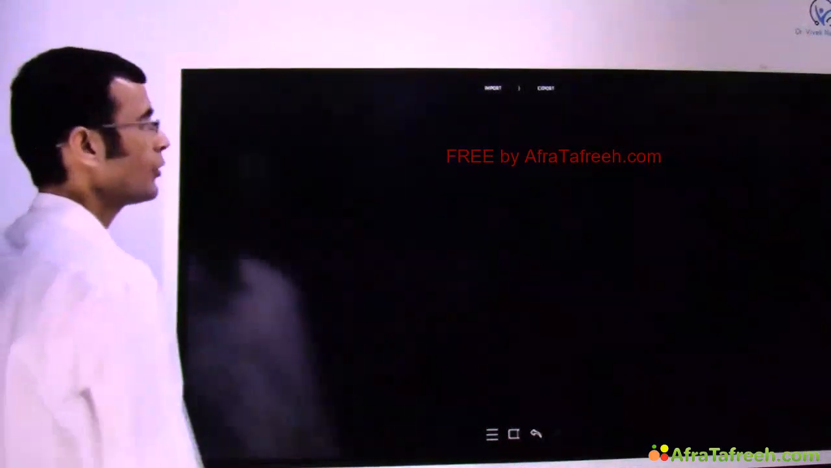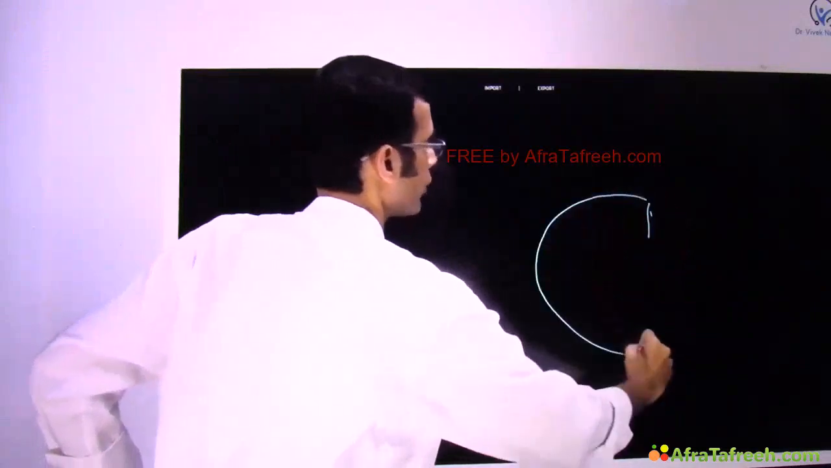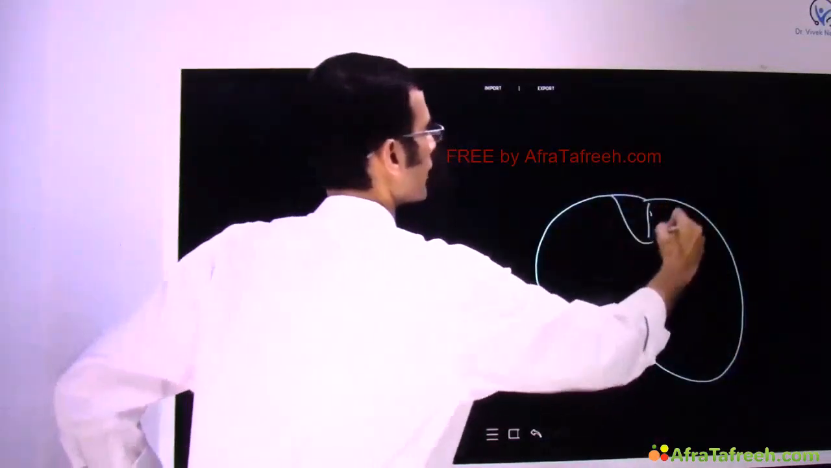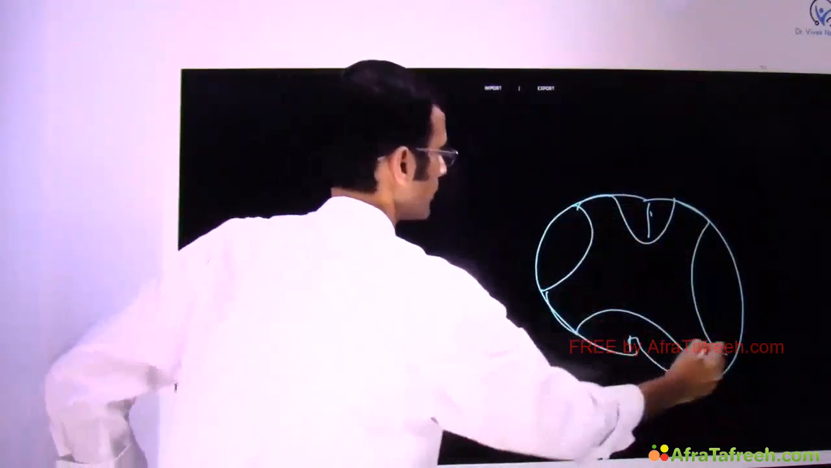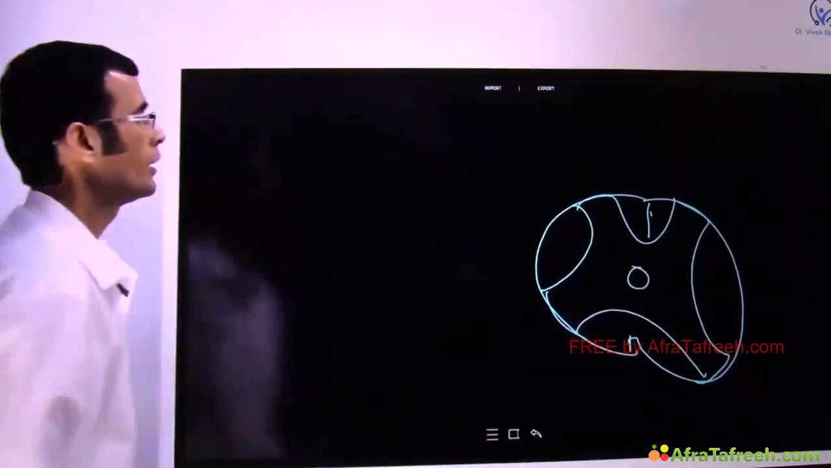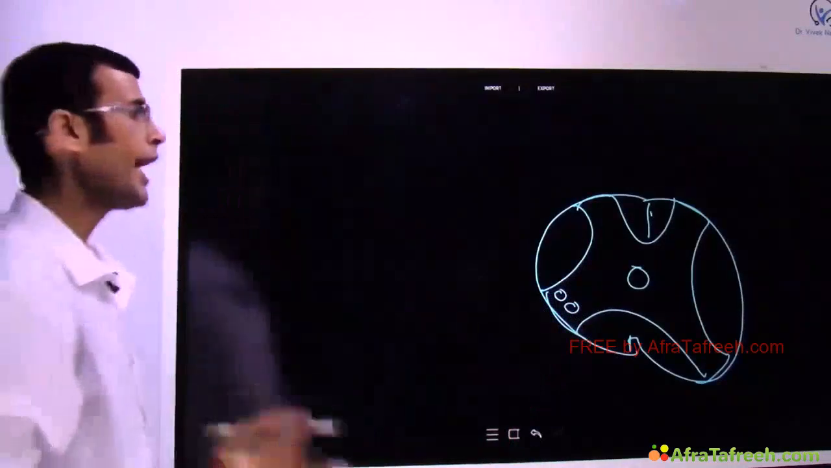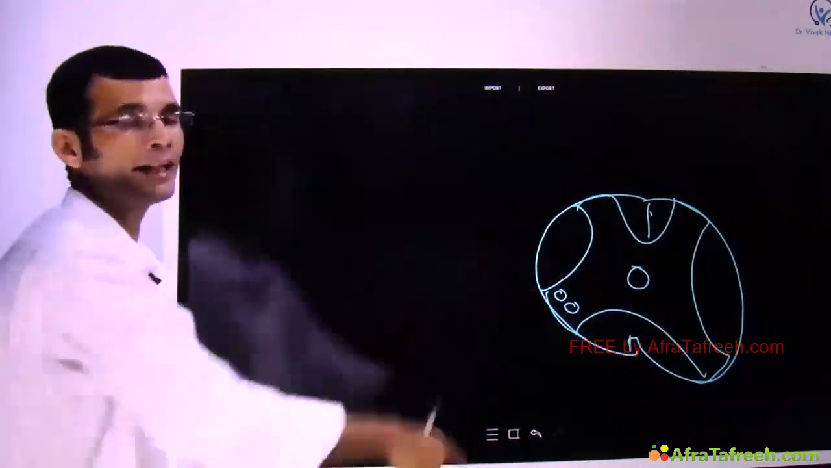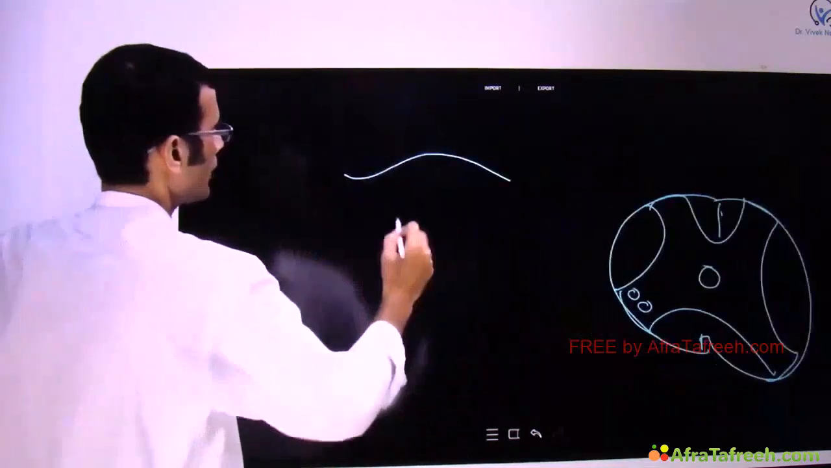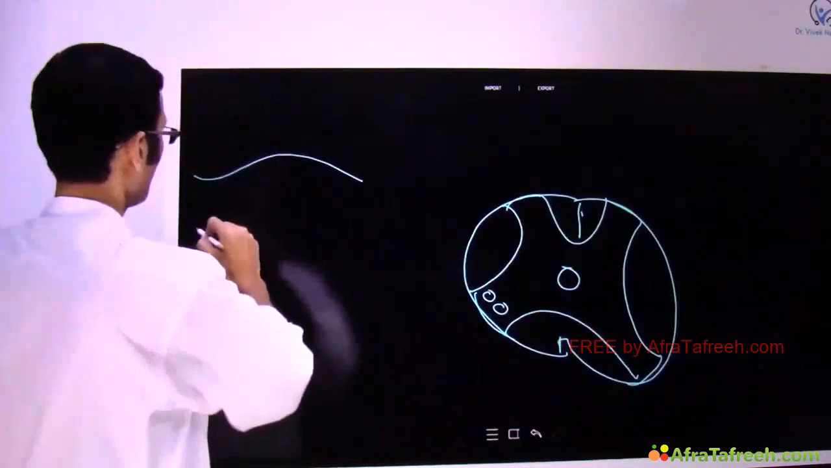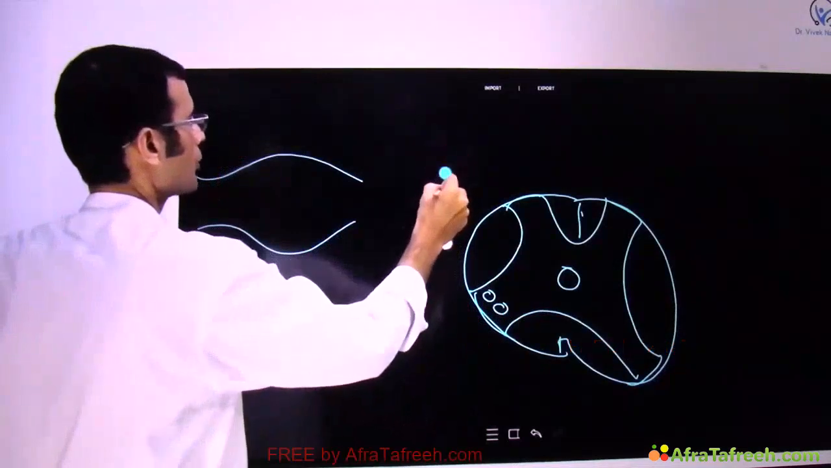Let's try to understand all these. Lower motor neuron. Over here we are talking about the motor neuron that starts from the spinal cord and goes to the muscle. This lower motor neuron is also called the anterior motor neuron, because it starts from the anterior horn of the spinal cord. This motor neuron is of two types: the alpha motor neuron and the gamma motor neuron.